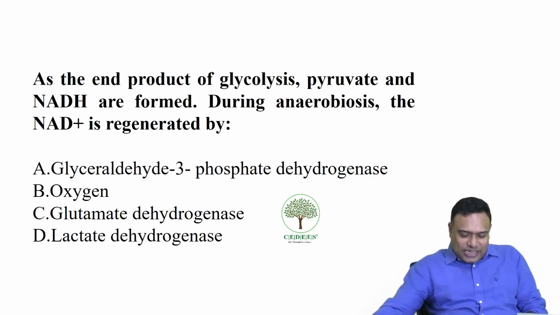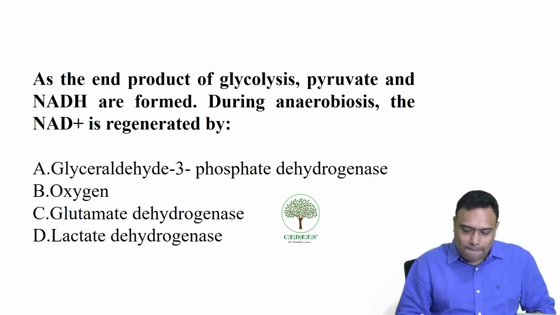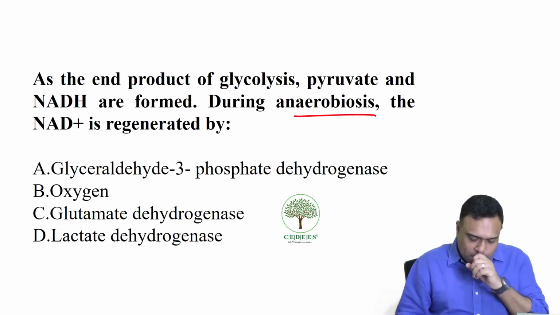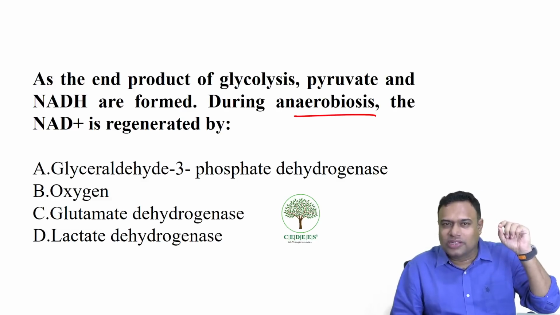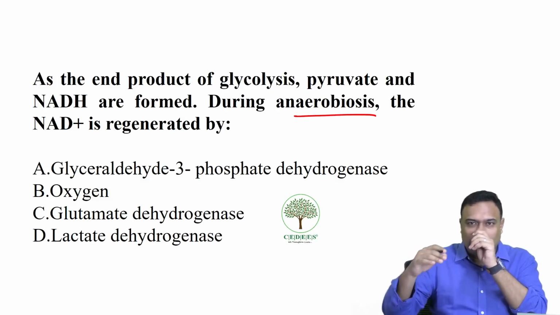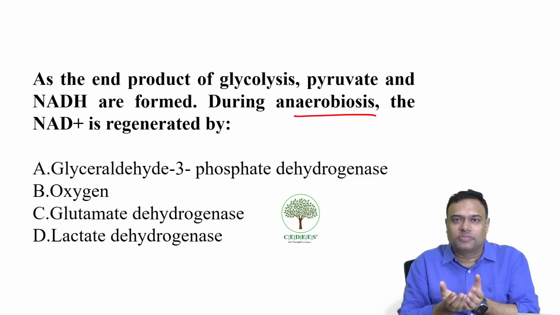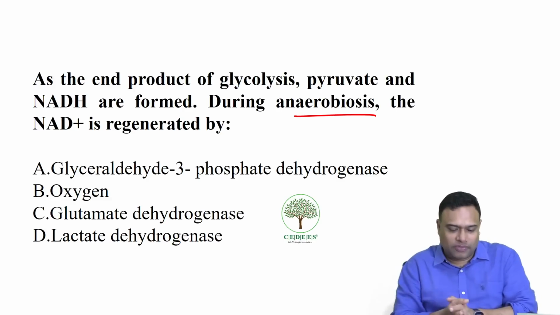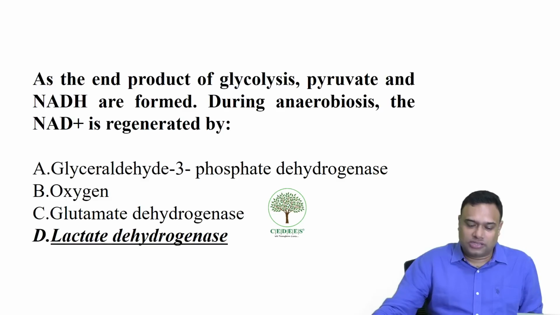Okay. Next. As the end products of glycolysis, pyruvate and NADH are produced. During anaerobiosis, the NAD is regenerated by, if you remember the last step in glycolysis we learned, this pyruvate is converted to lactate with the help of lactate dehydrogenase. How does this do? It takes the NADH from there and is reconverted to NAD. That is what he's asking in this question. So the answer for this is lactate dehydrogenase.